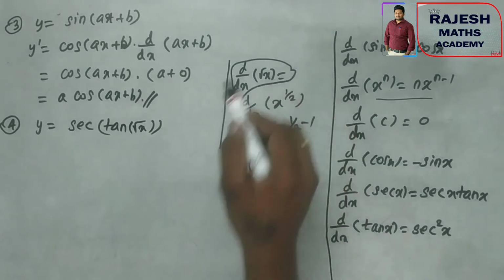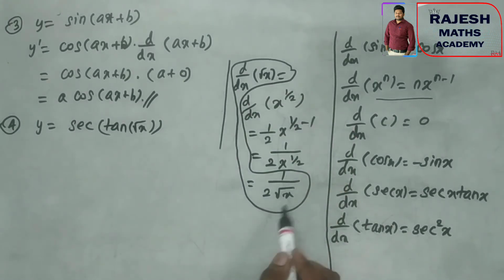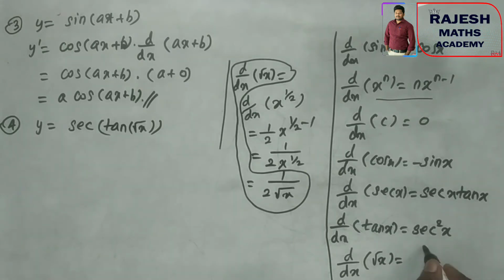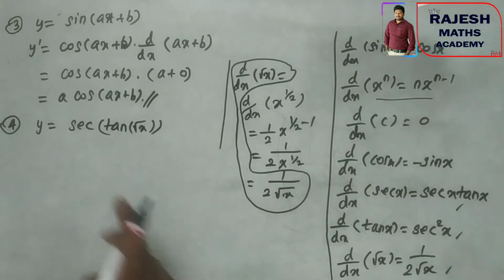We will use this many times, so we are writing this also as one of the formulas: d by dx of root x equals 1 by 2 root x. Clear? These three I am going to use in this problem.